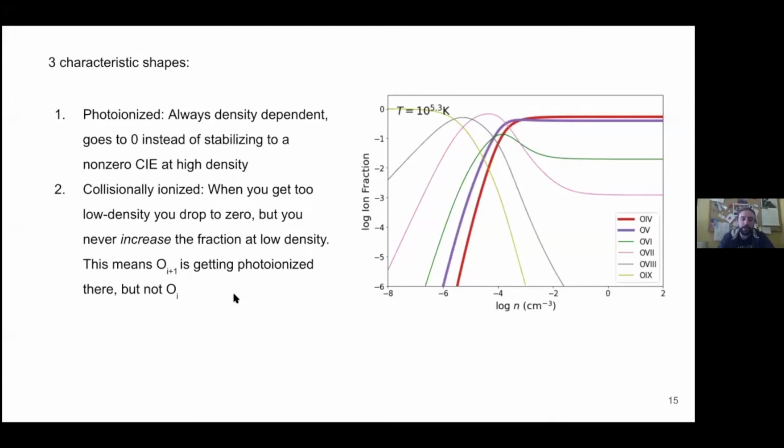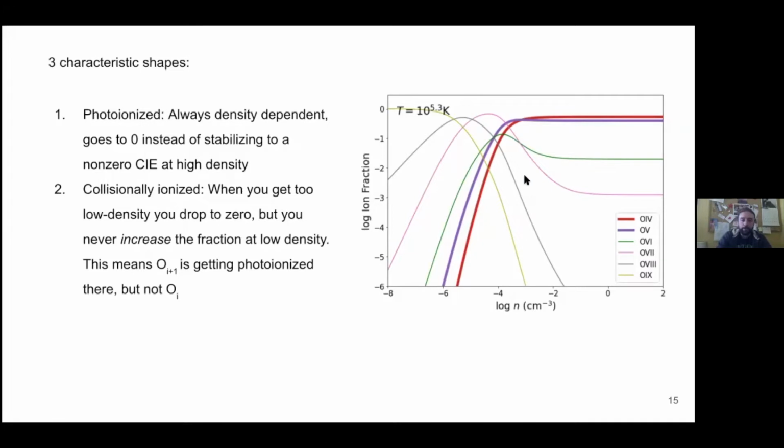The second kind of shape you can get is instead what we're going to call collisionally ionized. And the reason is because you start out at the high density end when photoionization is turned off, you have some amount of that ion. So that comes from collisional. And then as you go left, as you bombard with photons, you don't get more of it. You just get less. So photoionization is only killing that state. It's not making any more from the state below it.